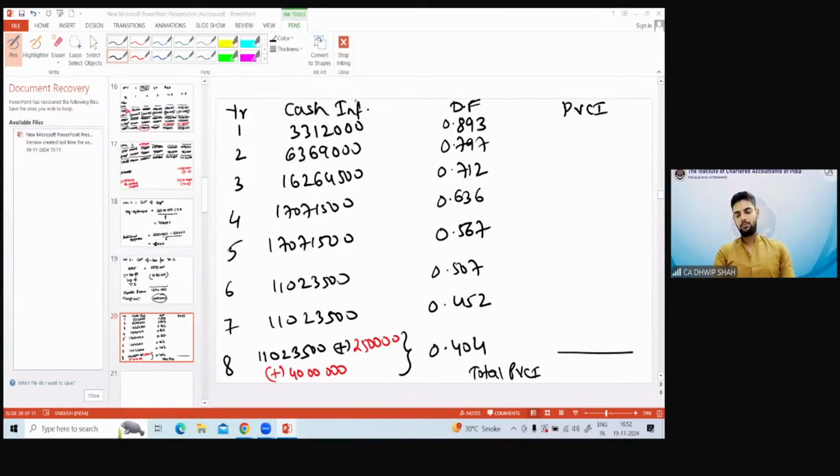I hope you can at least calculate PVCI. By now, the investment decision is completely covered and done. So you should know how to calculate present value, how to calculate future value, what is release of working capital. All these things you should know.